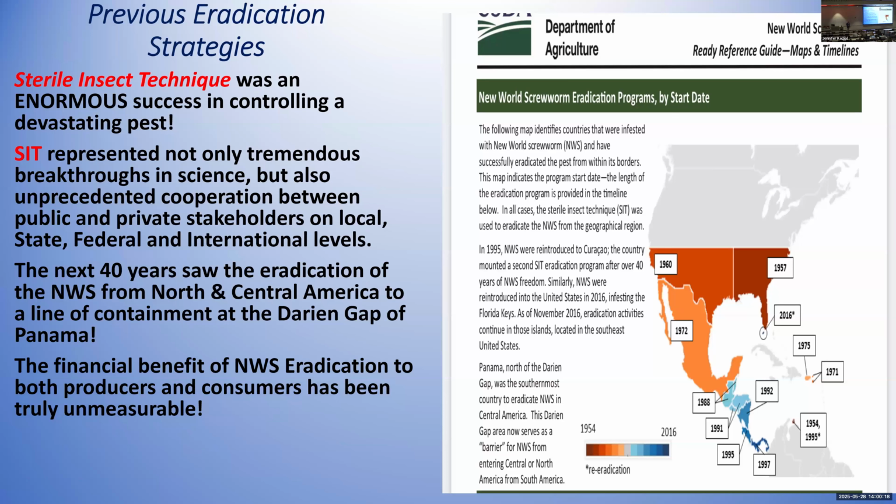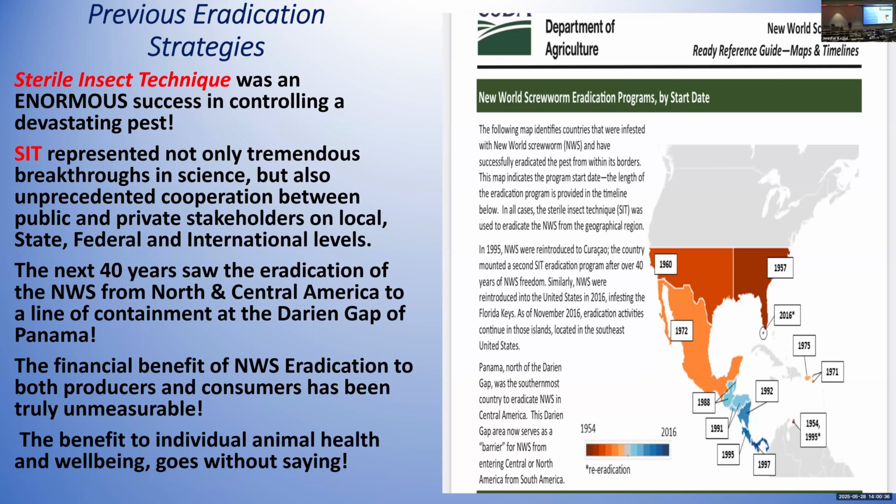The financial benefits, I've seen all kinds of different estimations. I don't think you can really truly estimate it. I'm not a statistician or an economist, but it is unmeasurable, I would think, but it's huge. And it goes without saying, as livestock producers and veterinarians, the benefit to the individual animals goes without saying. That's huge. Think about it.